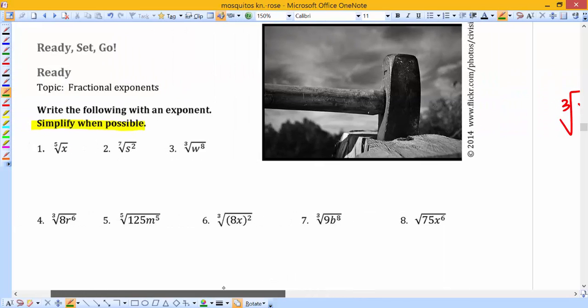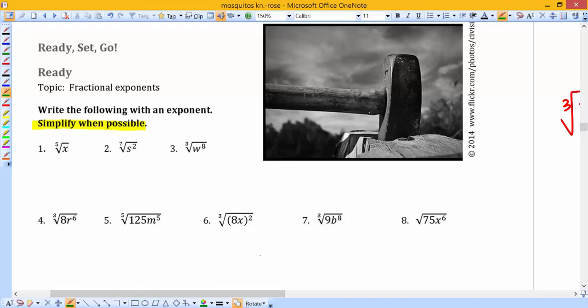However, if I look at number 4, so that's what you guys are going to do in 1 through 3. But when I get to number 4, separate up your numbers because some of these you guys can actually simplify, and I want you to simplify them. So the cube root of 8. We need to know what the cube root of 8 is, and that is 2. Then this is r to the 6/3. Well, 6/3 is 2. So that's what is meant by simplify when possible.